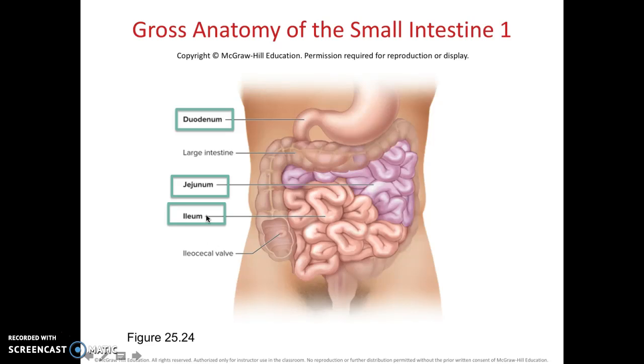It's important to note that the ileum here is I-L-E-U-M. You might have seen a word like this before when talking about the pelvic girdle or pelvic bones, where you have the ilium, the ischium, and the pubis, but that's I-L-I-U-M. So you need to spell I-L-E-U-M when you're referring to this, or else it would be wrong on any tests in this class.